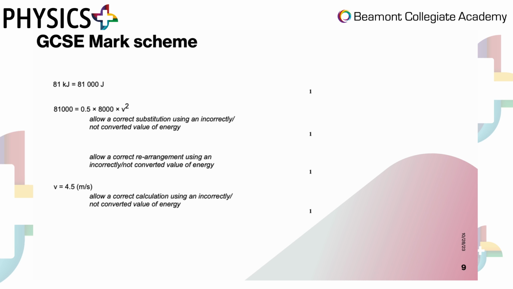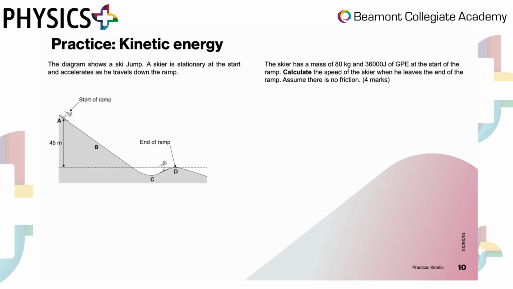Here's the GCSE mark scheme. 1 mark awarded for correct conversion of 81 kilojoules into joules. 1 for correct substitution and then subsequent rearrangement, and then the final mark given for the answer, 4.5 meters per second. How did you do?